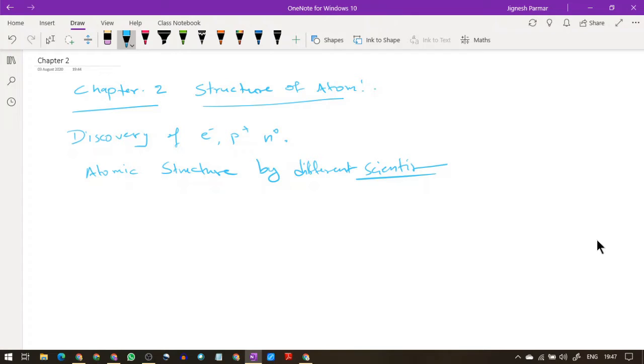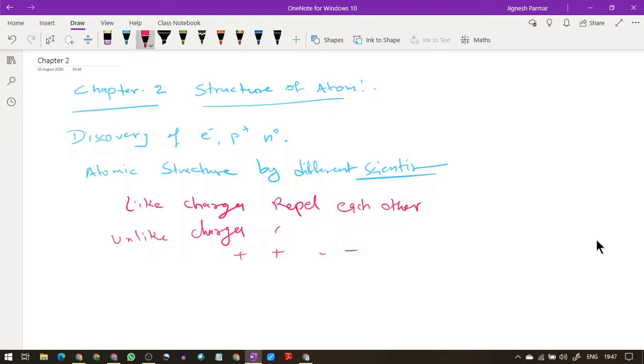Let us first see how the discovery of the electron took place. All of us are aware that like charges repel each other. It means positive charges, when they come together, go far away from each other, and negative charges also go far away from each other. But unlike charges attract each other. Plus and minus come together and stay together.